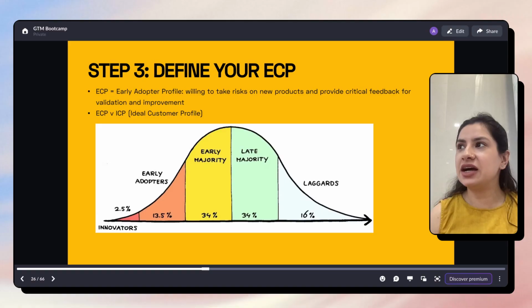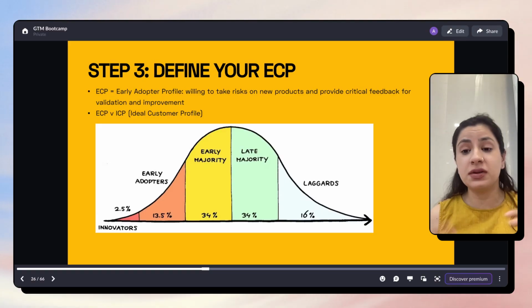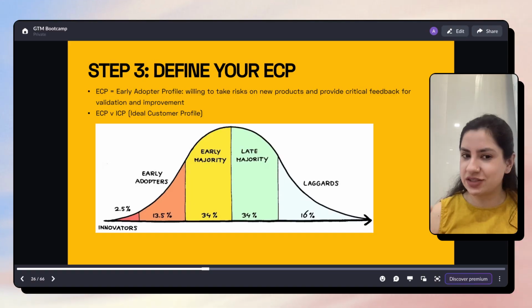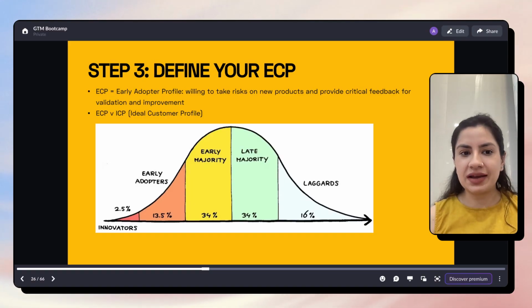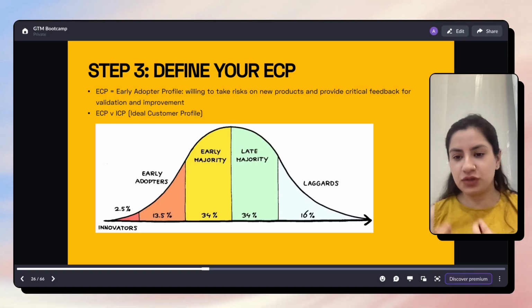We are done with the more difficult parts of the workshop. Now, this should be far quicker, except for one of the steps which will need you to put your research and thinking hats on. But overall, let's start discussing step 3, which is defining your ECP. Now, your ECP is an early adopter profile.